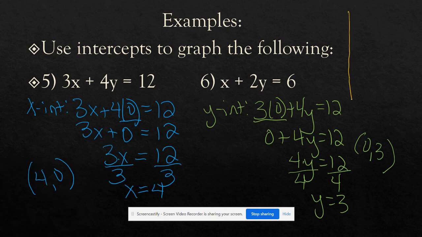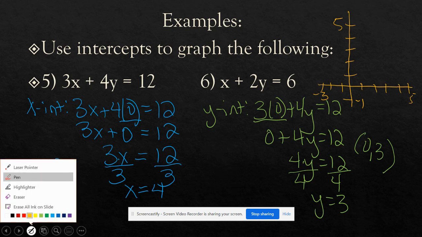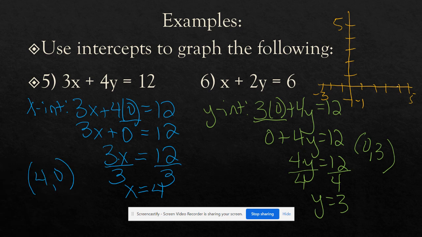Now when I graph these, we have (4, 0) here, (0, 3) here, and then connecting those dots, here is our graph of 3x + 4y = 12.